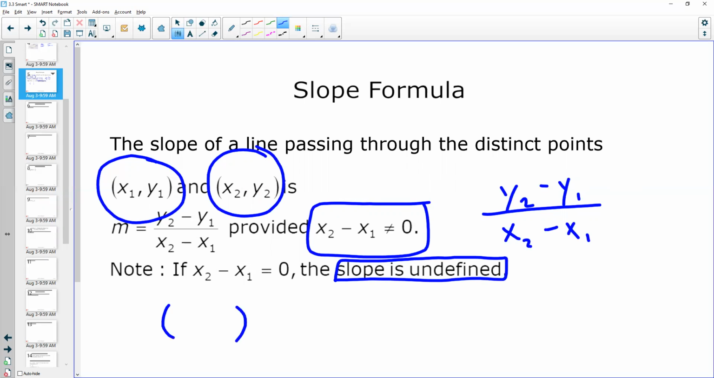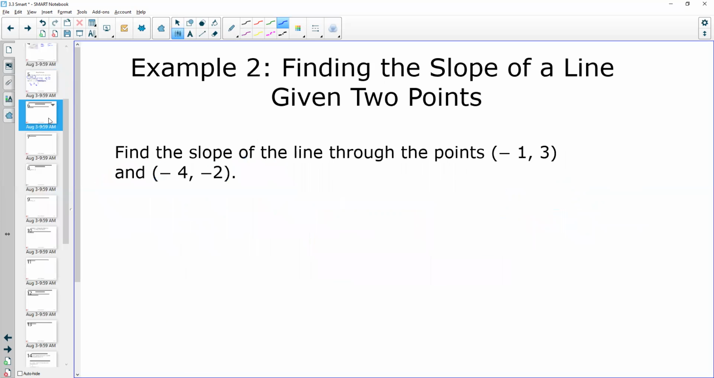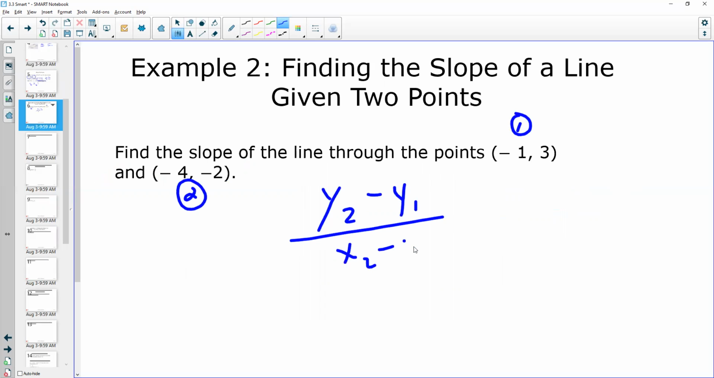When we find our 2 points, one of them is point 1 and one of them is point 2. It doesn't really matter which is which. It just matters that you keep them consistent. If we have these 2 points, the first thing I'm going to do is number them. That's point number 1. That's point number 2. My formula is y2 minus y1 over x2 minus x1. I'm going to take the y from point number 2 and put it where y2 is, minus the y from point number 1, which is 3: negative 2 minus 3, over the x from point 2, negative 4, minus the x from point 1, negative 1.